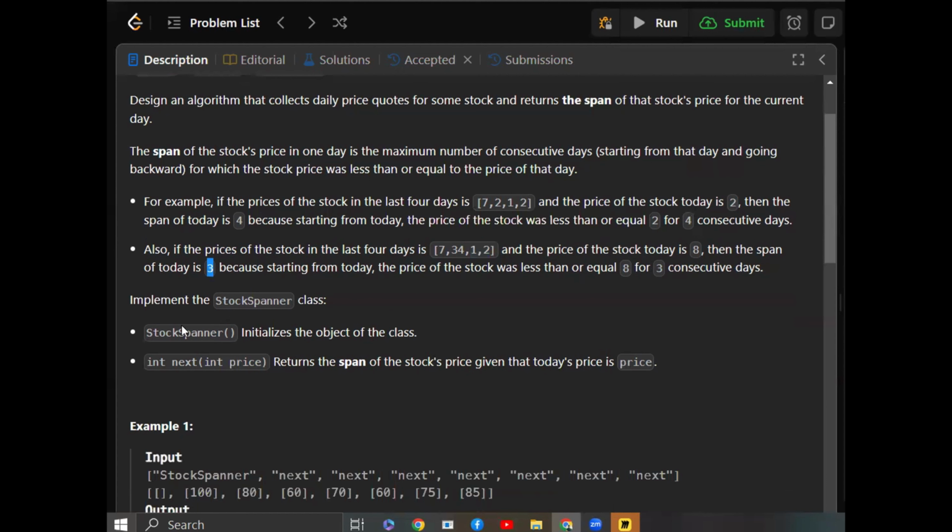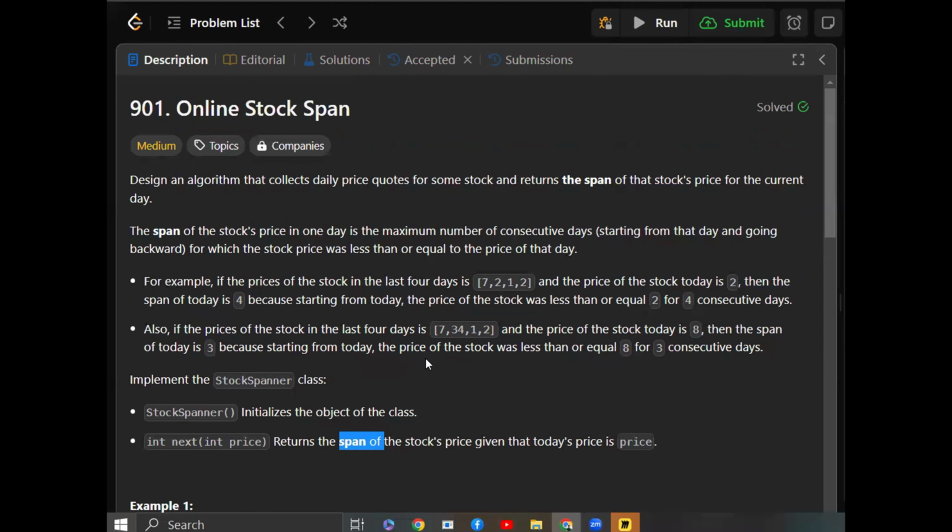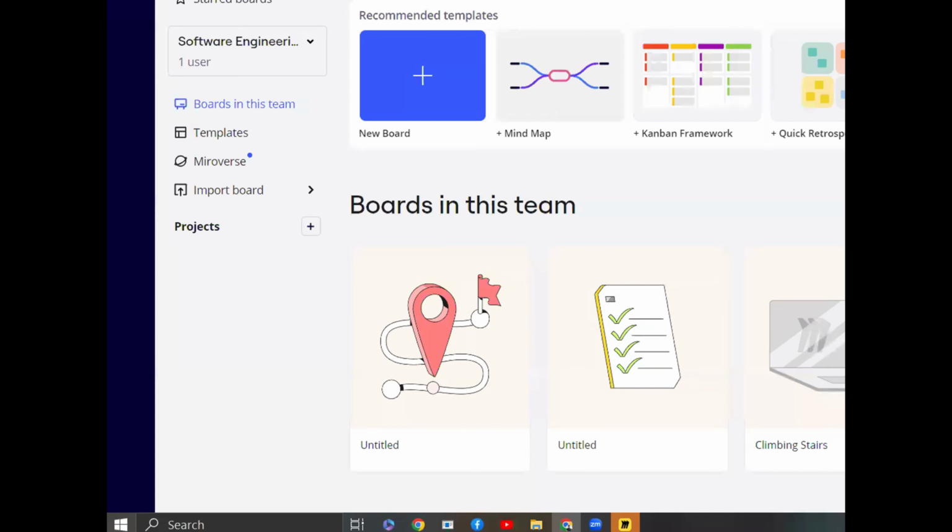So here we have to implement the StockSpanner class. Now inside the StockSpanner class, we have to implement the next method. Here the next method returns the span of the stock price given that today's price is price. That means we are given today's stock price and we have to return the span of today's price. I hope you understood the problem statement. Now let's move on to the algorithm.